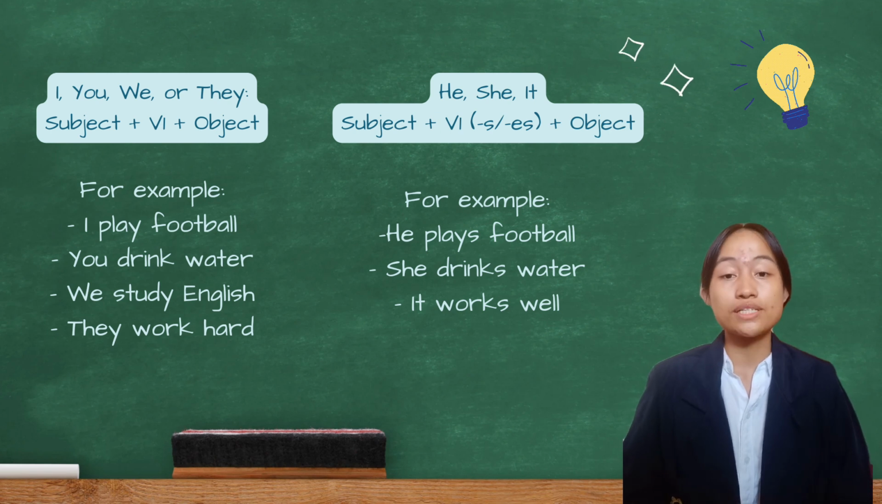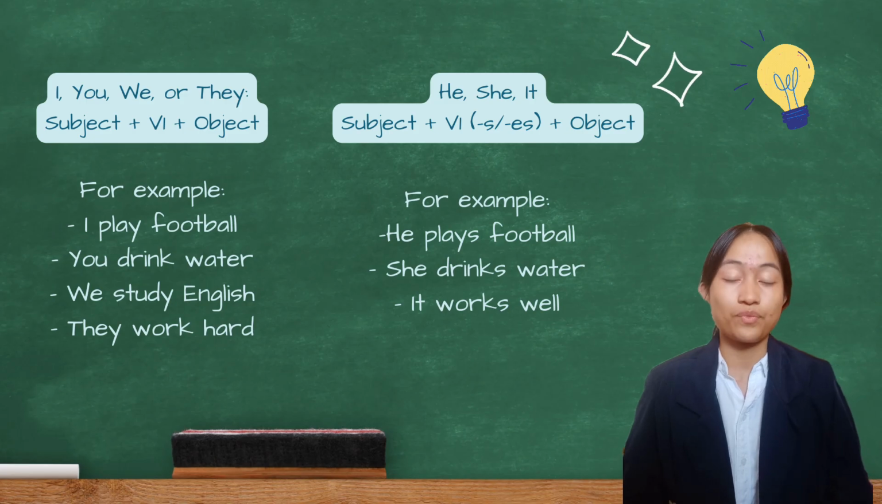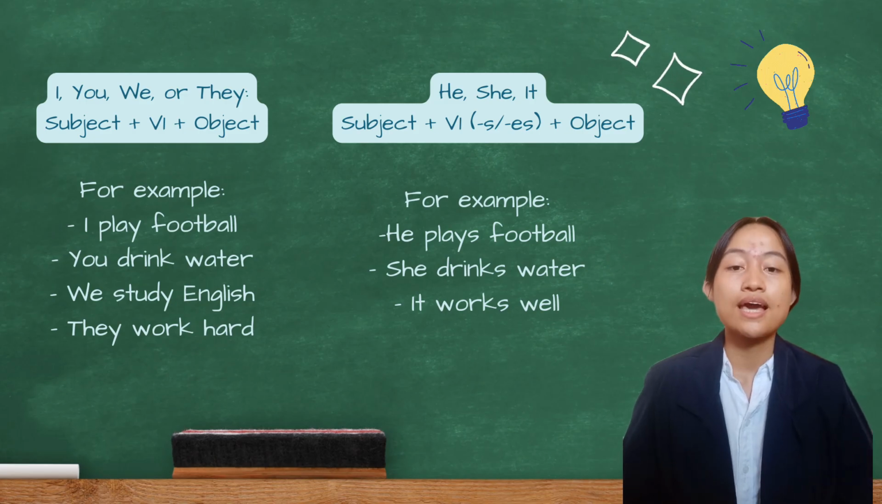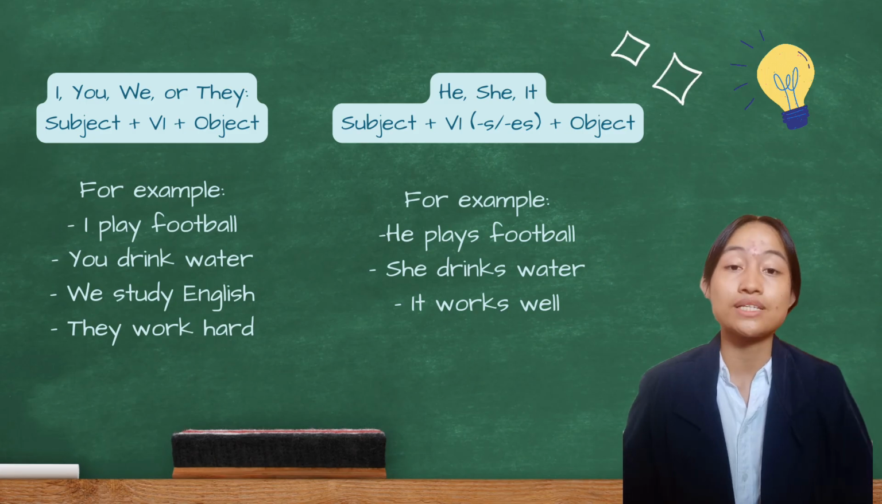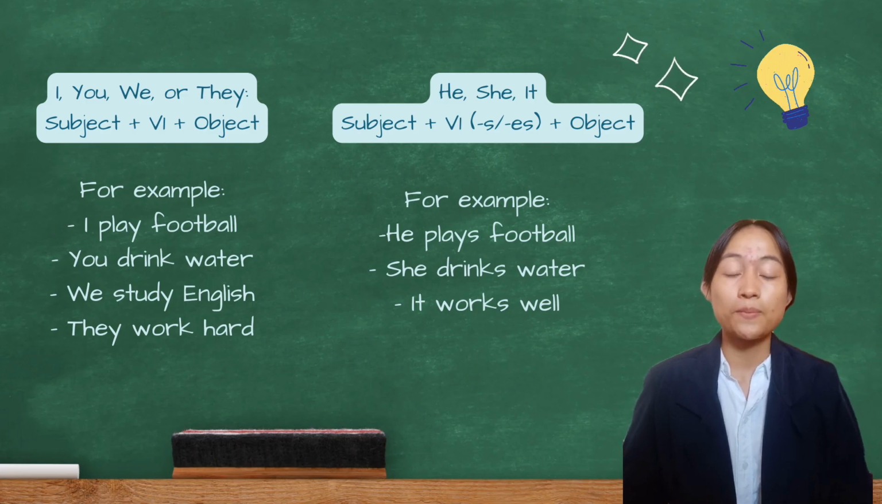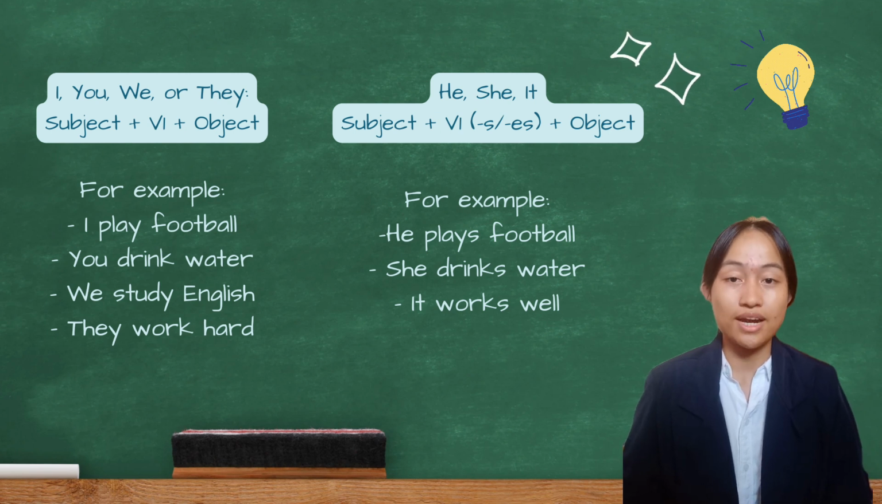But when our subject is he, she, or it, we need to add s or es to the verb. So the formula is subject plus verb 1, we add s or es, plus object. For example, he plays football. He is the subject, play is the verb, but we add s so it becomes plays, and football is the object. Other examples are: she drinks water and it works well.